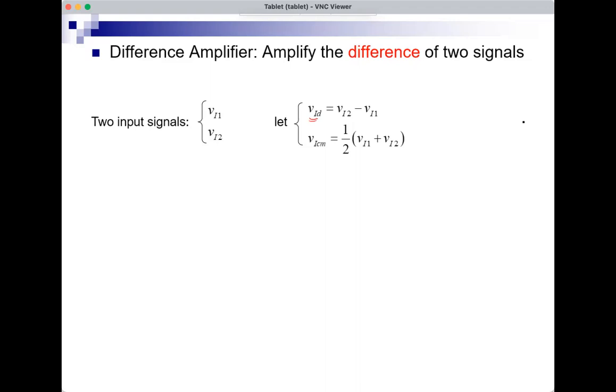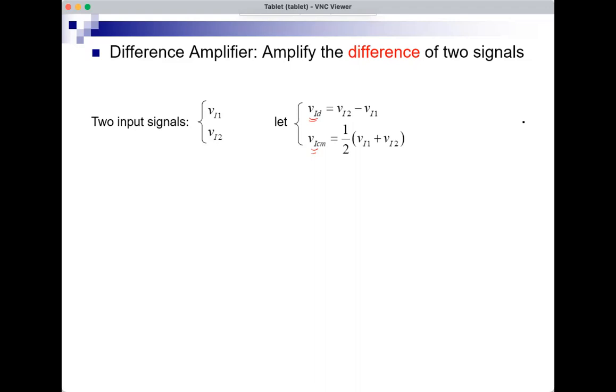And if I want to make a complete change of variables, I will also define the average and call it VICM. The average is half VI1 plus VI2. Now with the average and the difference, I can go back. I can tell what is VI1 and what is VI2. So this is like a change of variable.